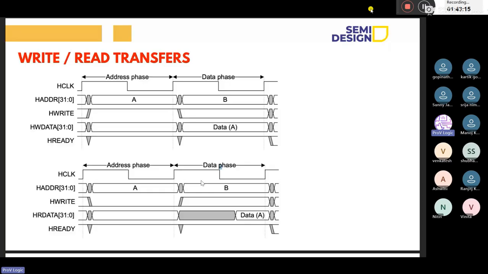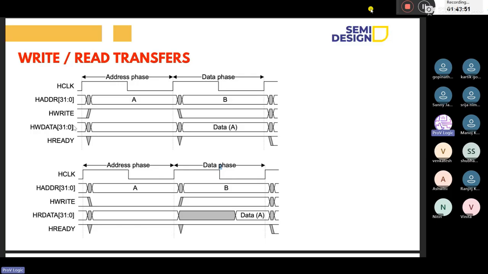So in that case, what happens is, for example, master will set some address here, HADDR, suppose 1000000. Then HWRITE is 1. HADDR is 8-bit. Suppose we consider 1 byte of address, 1 byte means 8-bit, 10000000. So 80 will be the address. HWRITE is 1.